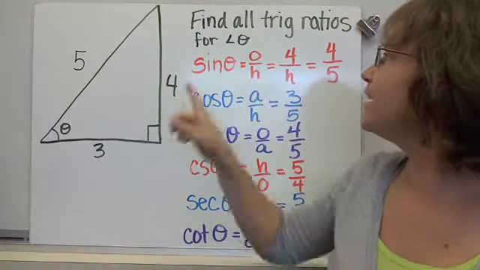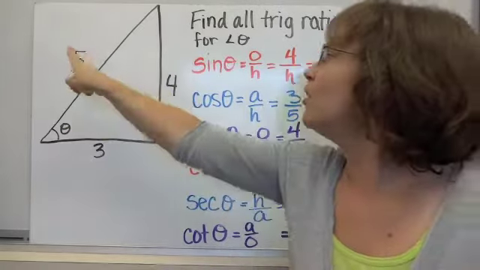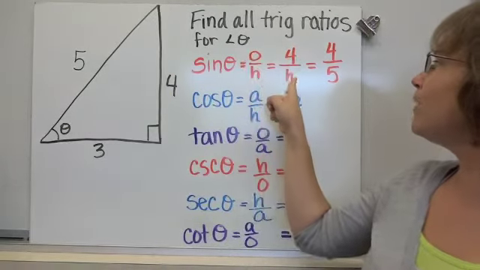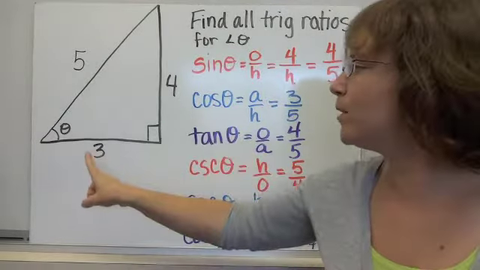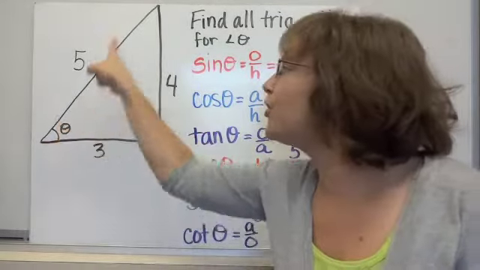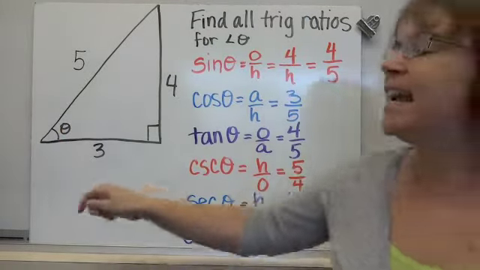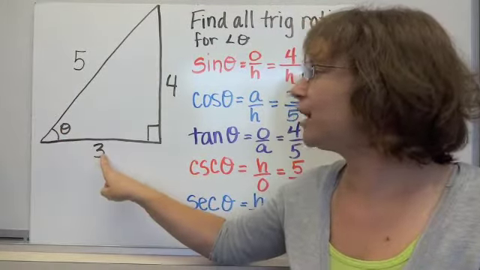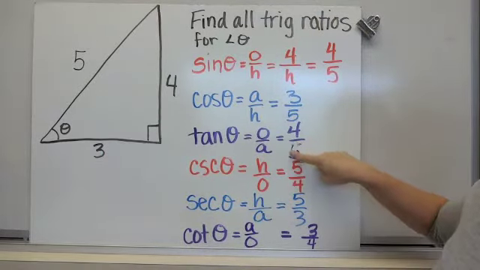So now we can find all of our ratios. Sine theta, opposite over hypotenuse, is 4 over 5. Cosine is going to be the adjacent over the hypotenuse, so 3 over 5. Tangent is going to be opposite over adjacent, so 4 over 3.